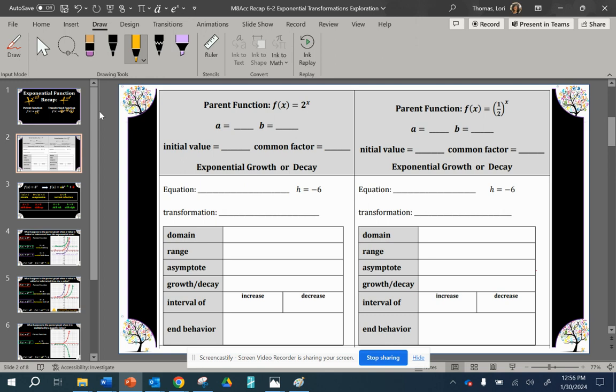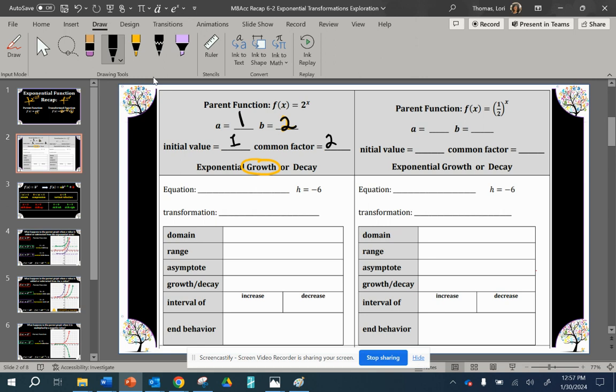So on the left side of your handout, we are going to be changing the parent function of f of x equals 2 to the x. This is our exponential growth because our b value is more than 1. So let's go ahead and write in our a value is 1. There's an understood 1 out front. That's the initial value. Our multiplier or common factor is 2. So all of our outputs are increasing times 2.